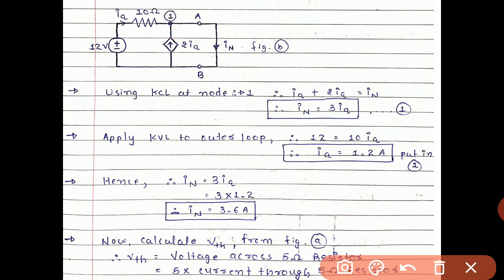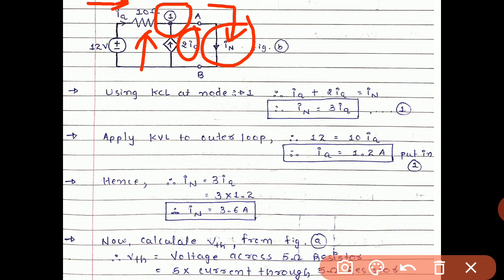So using Kirchhoff's current law at node 1. In the figure we mark node 1, because we have to find the value of IN. So total current IA is incoming from this side, and 2IA is also incoming to node 1 from this side, and IN is outgoing from node 1.